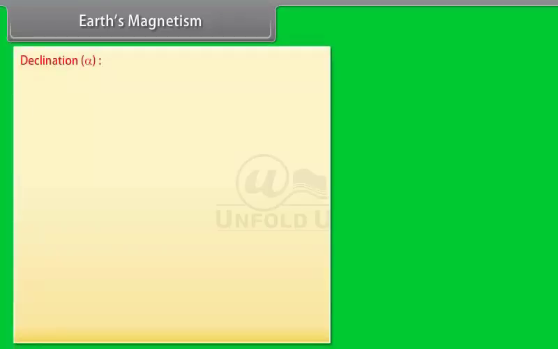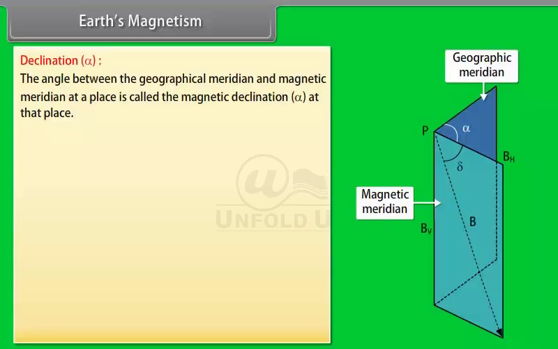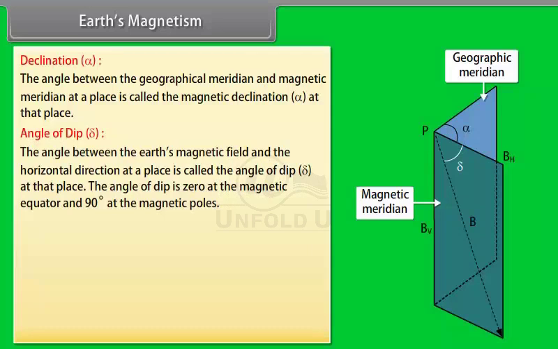Declination, alpha. The angle between the geographical meridian and magnetic meridian at a place is called the magnetic declination at that place. Angle of dip, delta. The angle between the Earth's magnetic field and the horizontal direction at a place is called the angle of dip at that place. The angle of dip is 0 at the magnetic equator and 90 degree at the magnetic poles.